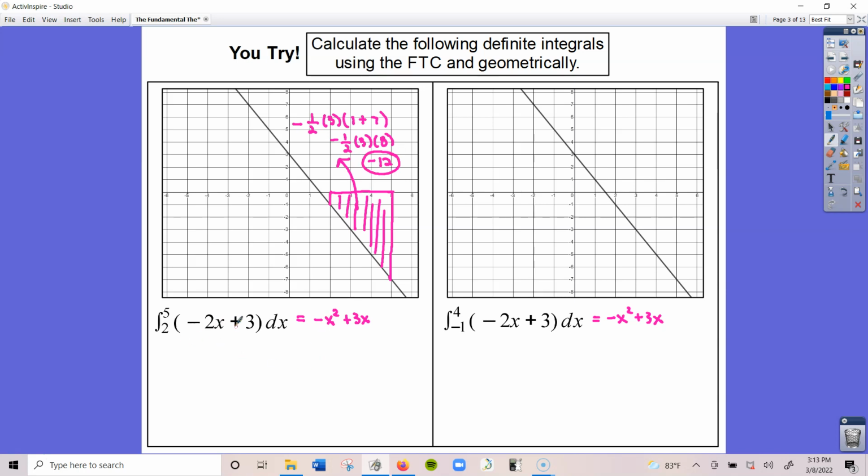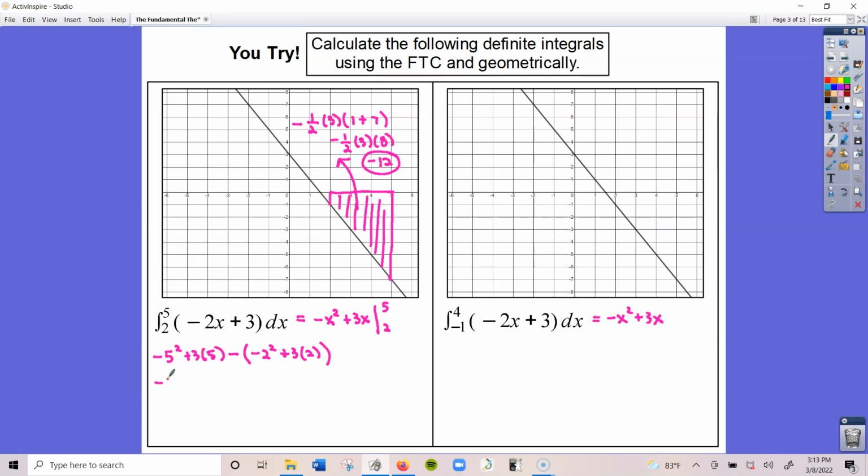Now let's see if we get the same thing by using the FTC. So this is my integral, right, once I integrate it, and we're going to evaluate this from 2 to 5. So we're going to plug in the 5 first. So negative 5 squared plus 3 times 5 minus, now when I plug in the 2, I'm going to open my parentheses and plug in the 2. So that's negative 2 squared plus 3 times 2.